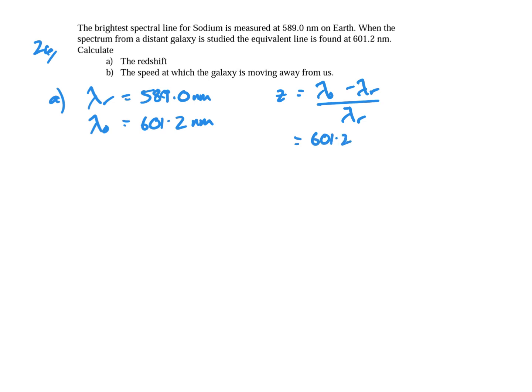So 601.2, plug in all your values. It's a very small redshift. I'm deliberately going to keep quite a lot of significant figures, 4, to agree with the data given, which is all to 4 significant figures. And z doesn't have any units, it's a ratio.